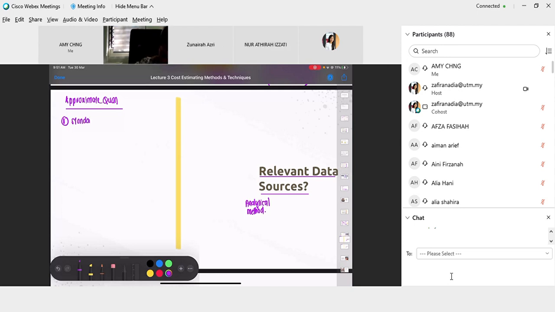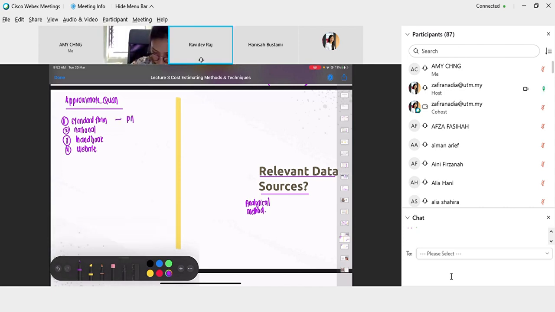Okay, then? National cost data. Okay, then? Cost handbook. Okay, then? Website, site or application. Okay, in the standard form, what is there? PDA, BQ, ATDA, ACDA, ECA. Alright, correct. For analytical, what do you think is used?